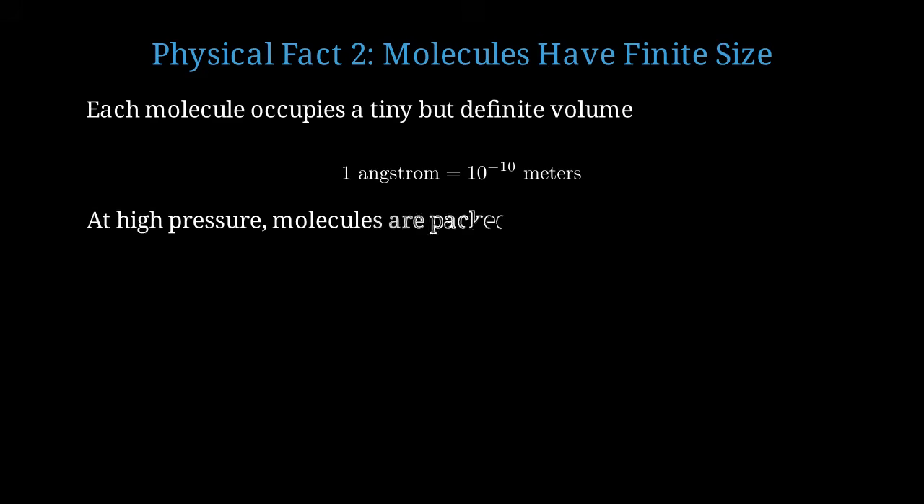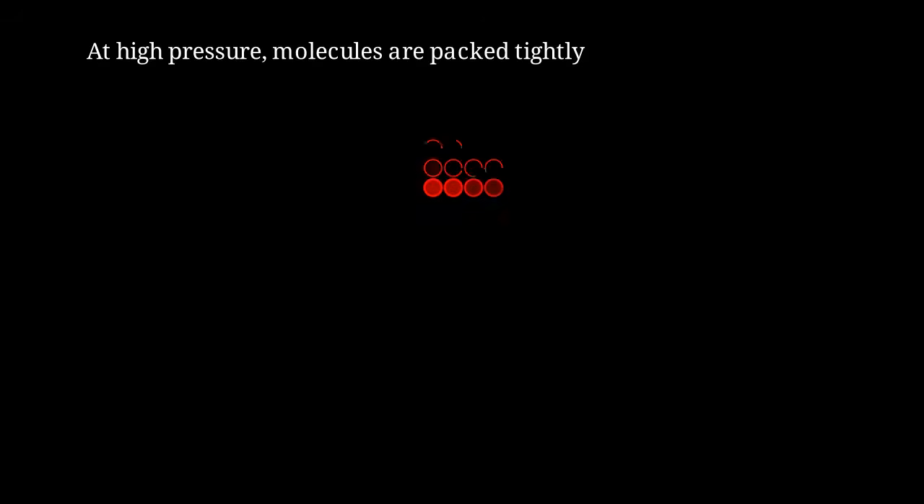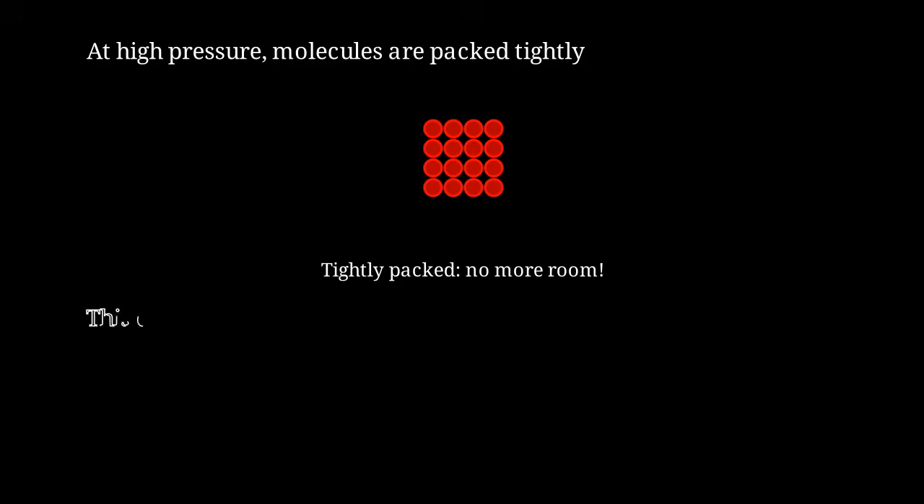At very high pressures, molecules get packed so tightly together that their size becomes important. They literally run out of room. When molecules are packed this tightly, you can't compress the gas any further without crushing the molecules themselves. This is why gases become nearly incompressible at very high pressure. This finite molecular volume explains why Z is greater than 1 at very high pressures. The available free space is much less than the total container volume.